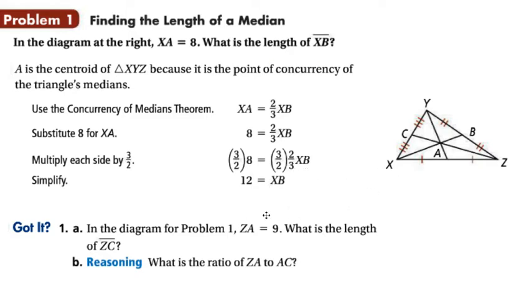So here's one for you to try. Go ahead and pause the video. You're using the same diagram, and they're going to tell you the distance from Z to A is 9. Find the length of Z to C, and then find the ratio. Once you get that answer, we already know ZA is 9. If you take ZA, that 9, and divide it by what you get for AC, what is that relationship? So go ahead and pause the video, and we'll talk about that when you get back.